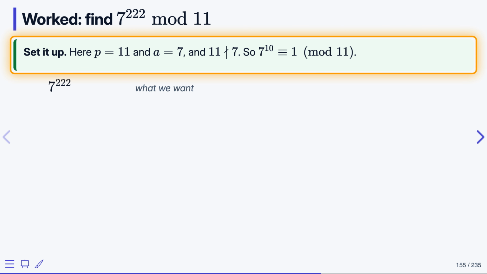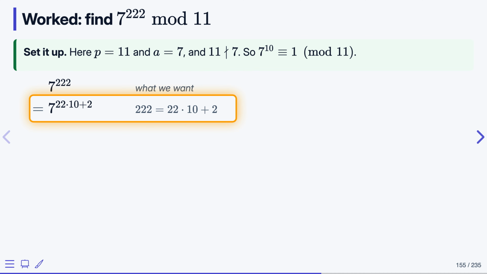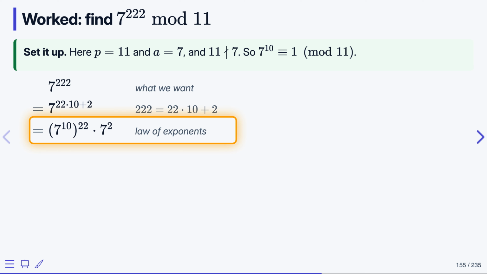Set it up. Here p is 11 and a is 7. 11 does not divide 7, so Fermat applies. That gives us 7 to the 10th is congruent to 1 mod 11. Line 0. We want 7 to the 222nd power. Step 1. Split the exponent using 10, which is p minus 1. 222 is 22 times 10 plus 2. Step 2. By the law of exponents, that is 7 to the 10th, all raised to the 22nd, times 7 squared.